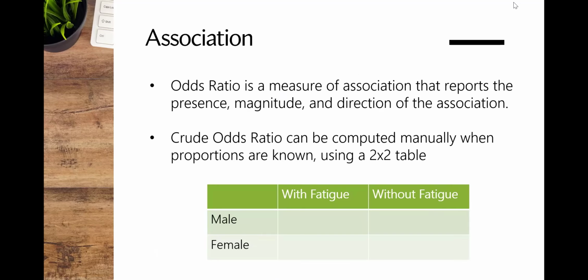Now, the odds ratio is a measure of association that reports the presence, magnitude, and direction of the association. And nicely enough, it can be computed manually when the proportions are known using a 2x2 table, as shown here. So for the columns, you have the outcome with fatigue, without fatigue. And then in the rows, you have the exposure factor, the sex, male and female.